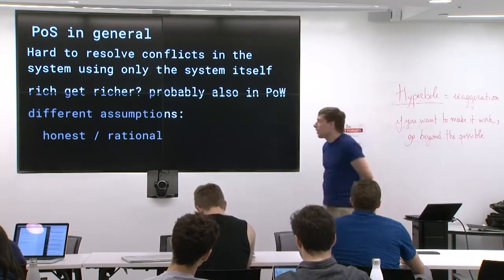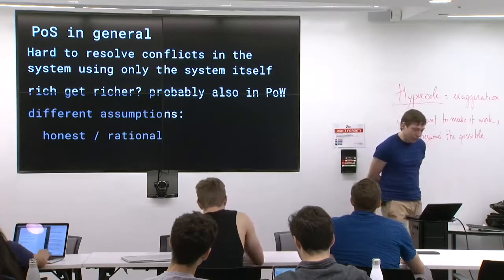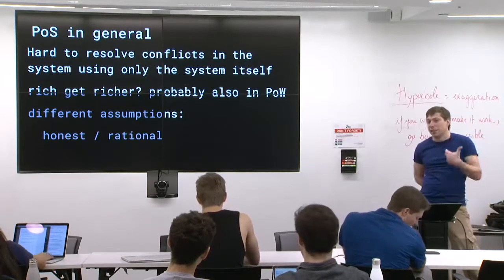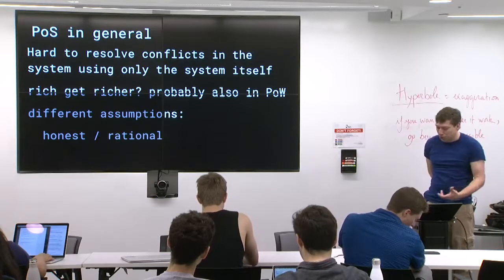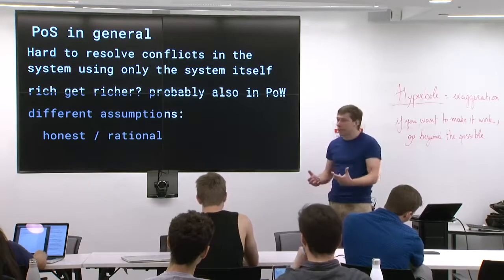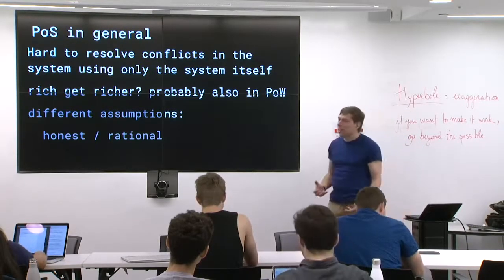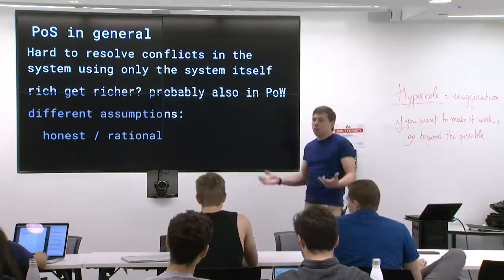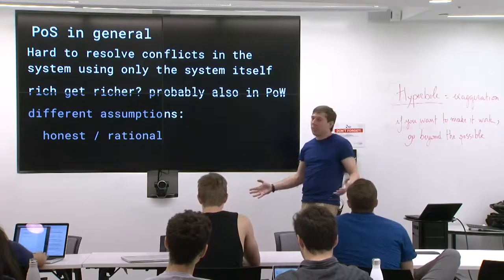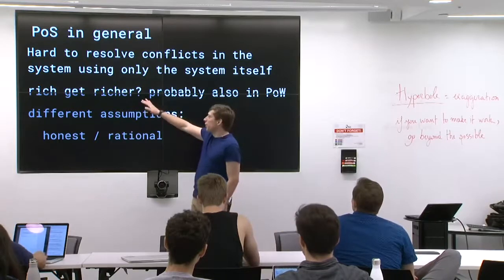Okay, so proof of stake in general, it's hard to resolve conflicts using only the system itself. Proof of work has this really nice property where it's taking something from the external world, be it CPU time, be it chips, and using that to get a sort of dead reckoning on the system itself. That's nice. Proof of stake, the really difficult part is it's a closed system. You're trying to resolve conflicts within the system using no external data. That's really hard.